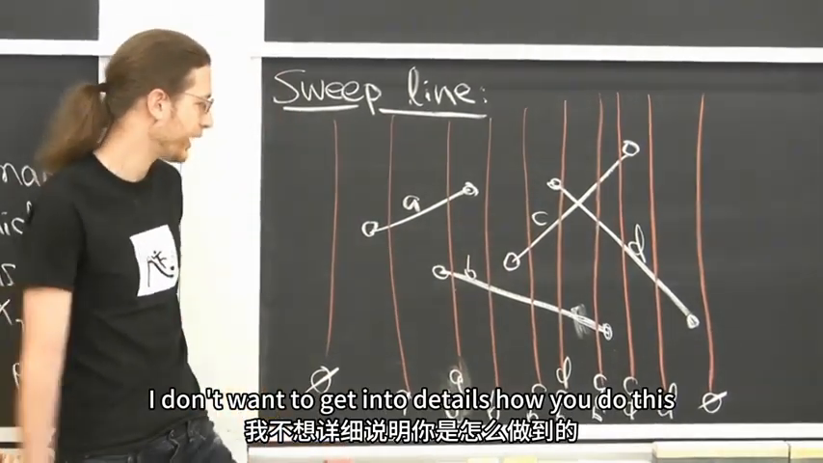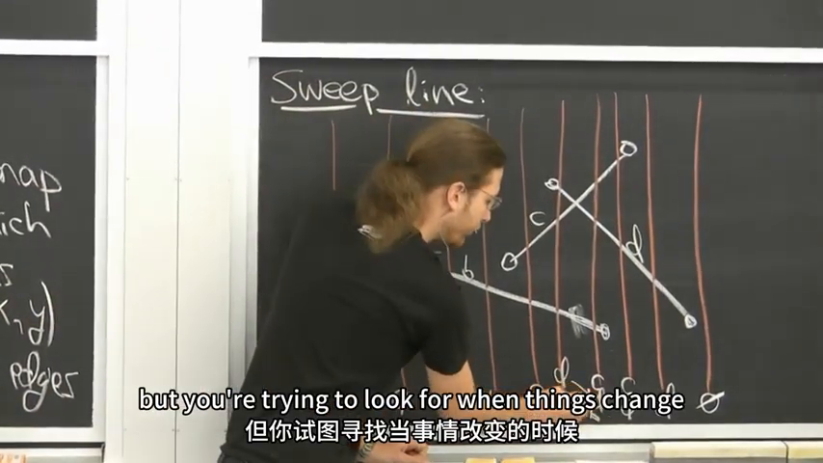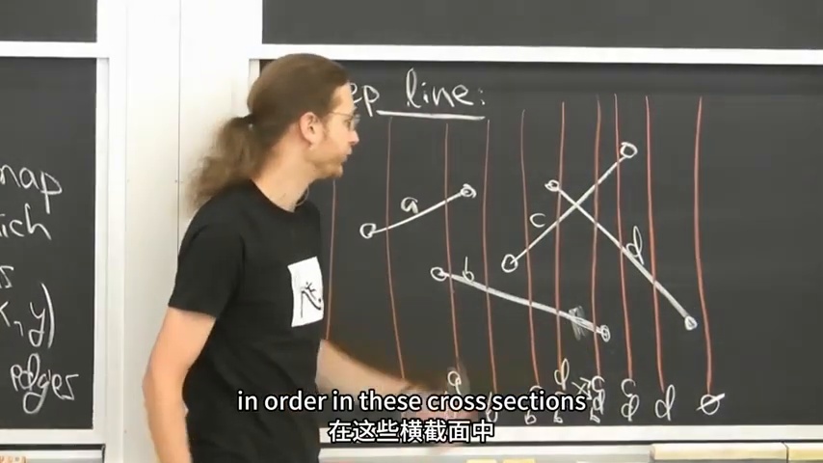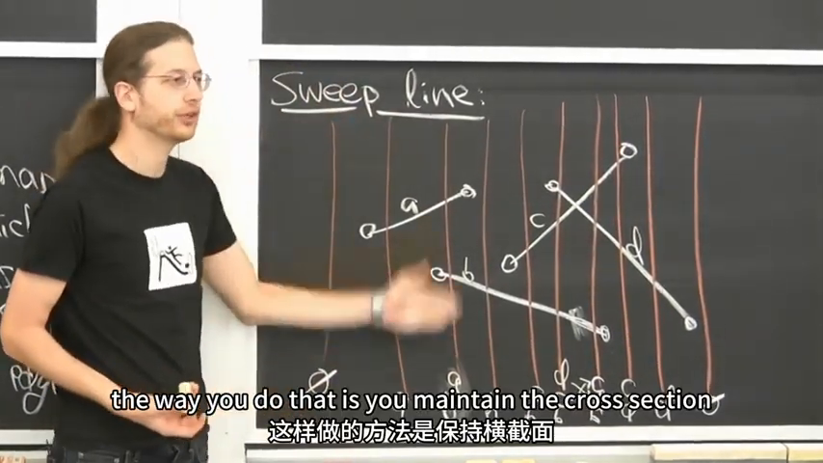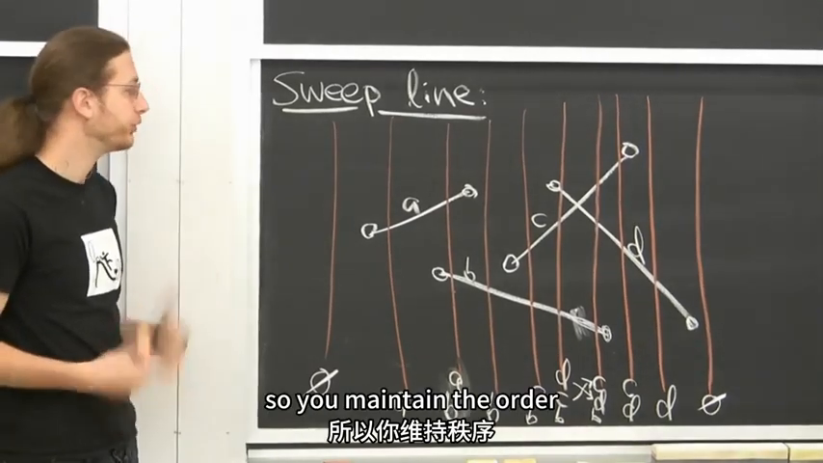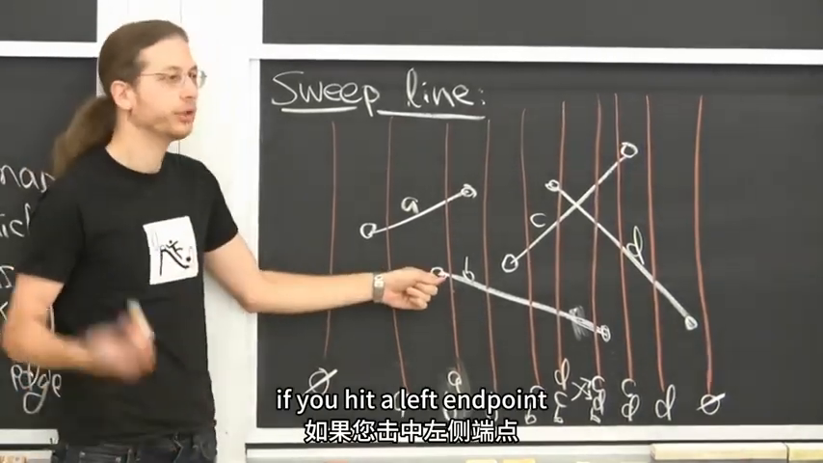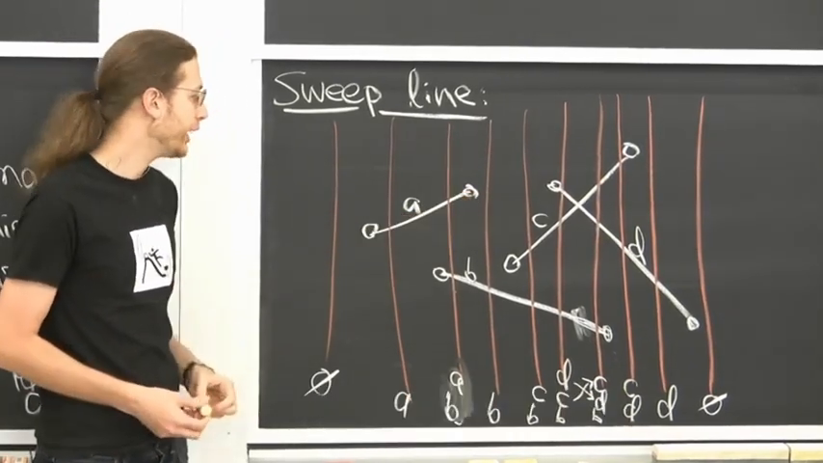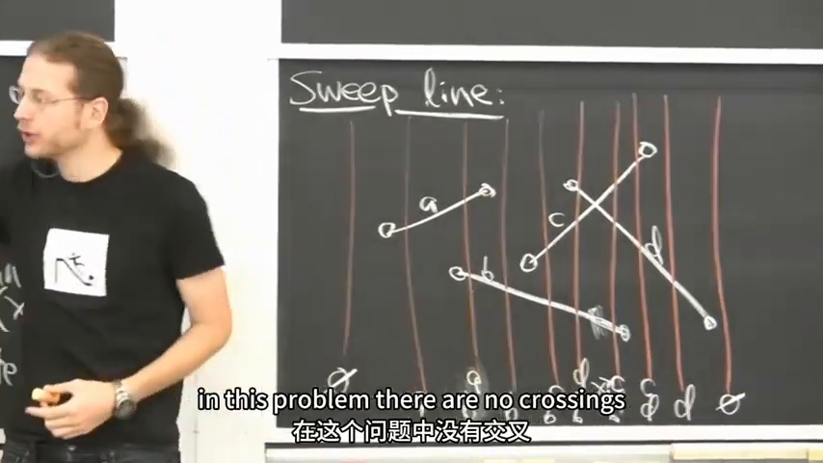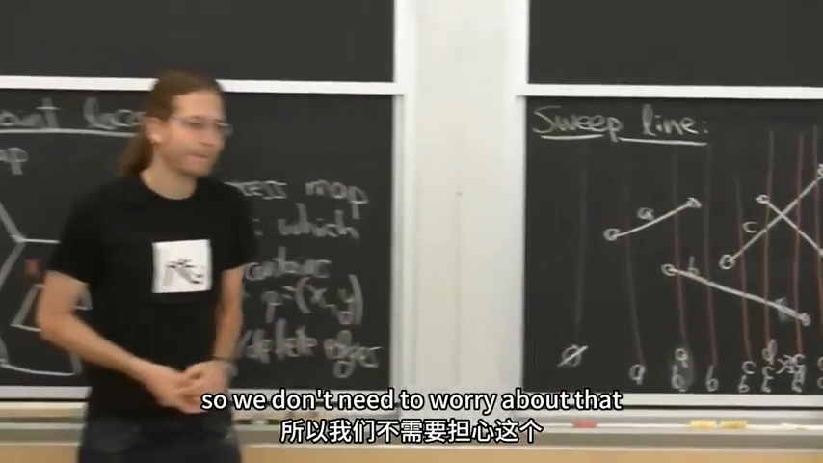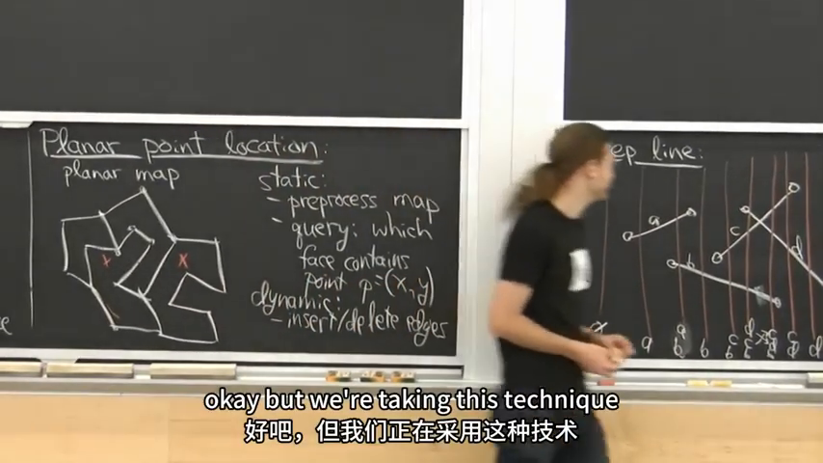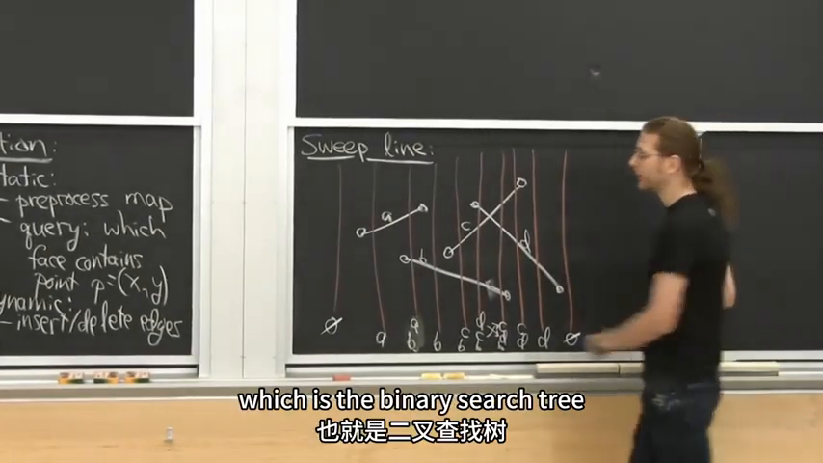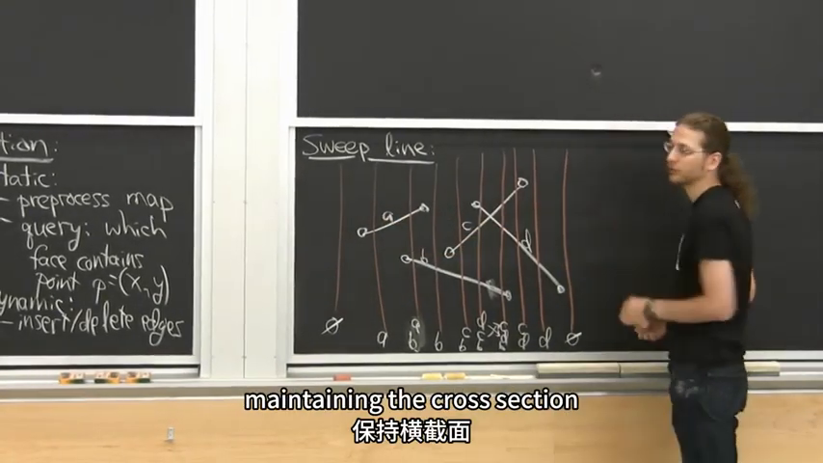I don't want to get into details how you do this, but you're trying to look for when things change in order in these cross sections. And the way you do that is you maintain the cross section in a binary search tree. So you maintain the order. If you hit a left endpoint, you insert into the binary search tree. If you see a right endpoint, you delete from the binary search tree. And you do some stuff to check for crossings. In this problem, there are no crossings, so we don't need to worry about that. Okay, but we're taking this technique. Say, okay, there's a data structure here, which is the binary search tree maintaining the cross section.